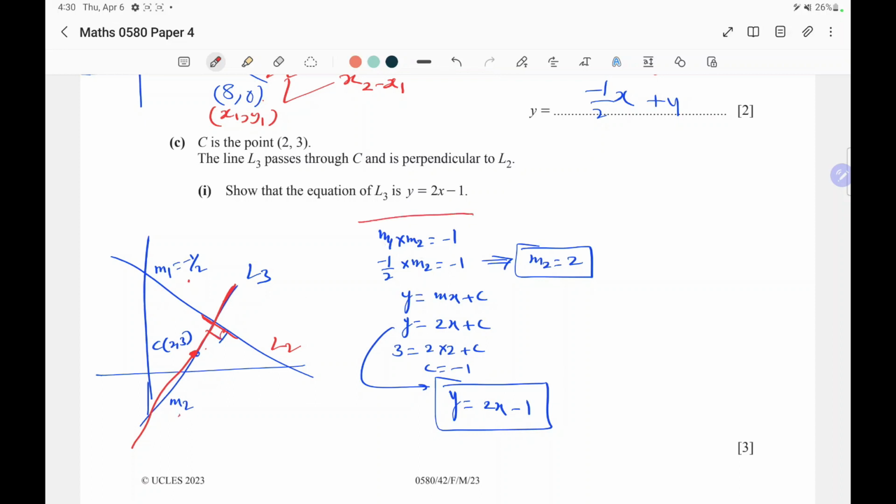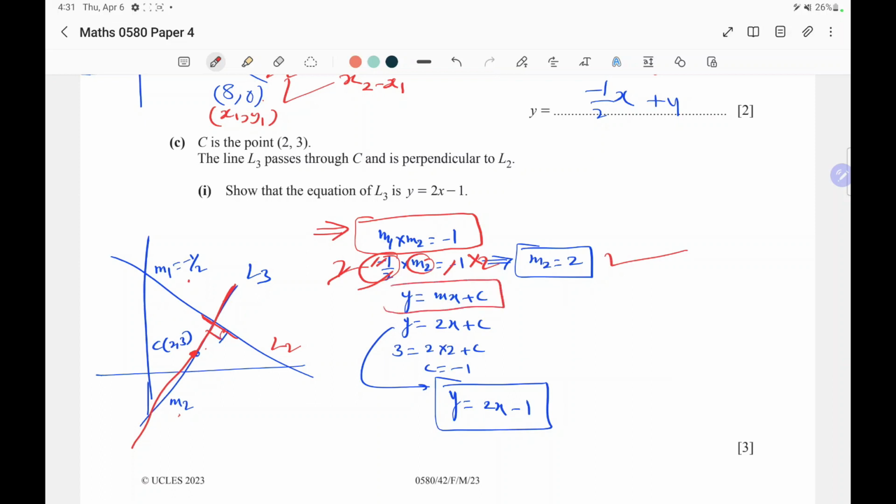And we know that m1 times m2 is minus 1. Again, this result you have to memorize. When two lines are perpendicular, the product of m1 and m2 is minus 1. So m1 is minus half, which is here, and m2 is here. Now minus and minus cancel. Just write 2 here and 2 here. These 2 and 2 cancel, so m2 you will get 2.